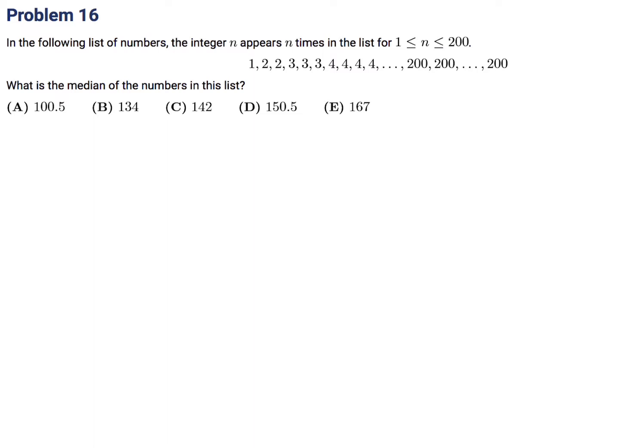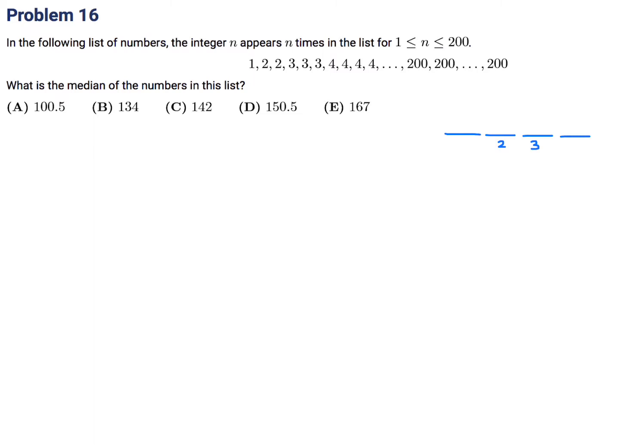In the following list of numbers, the integer n appears n times in the list for n between 1 and 200 inclusive. What is the median of the numbers in this list? Let's start off with a very simple example. Let's say there's 4 numbers, and I said, what's the median? Well, you take the second number and the third number and add them and divide by 2. It would be the average of those 2 middle numbers. But we don't have 4.